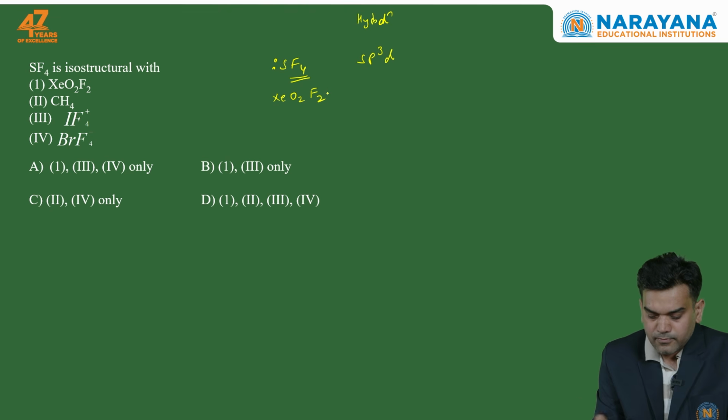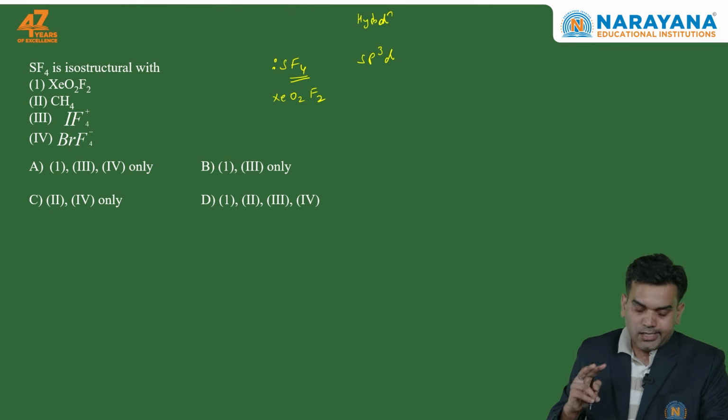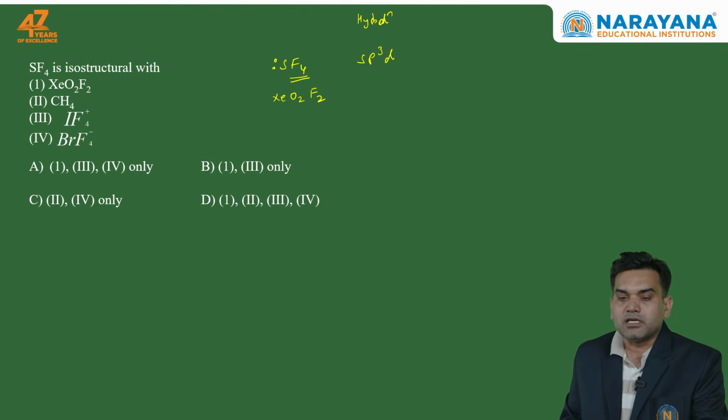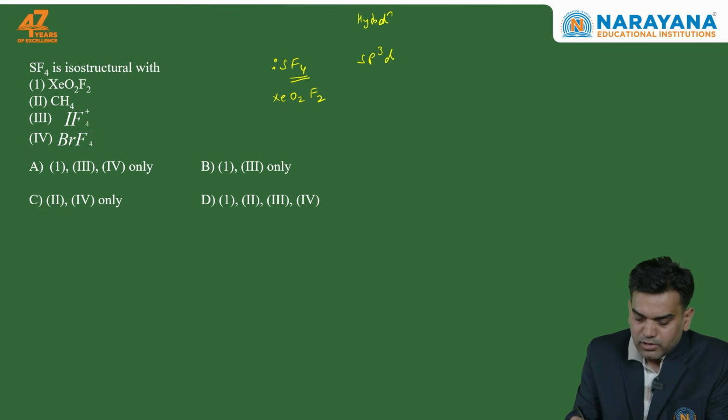XeO2F2 also has 8 valence electrons. Out of 8, 2 are participating in bond formation with fluorine and 4 are participating in bond formation with oxygen, because oxygen makes 2 bonds. I can draw the structure.